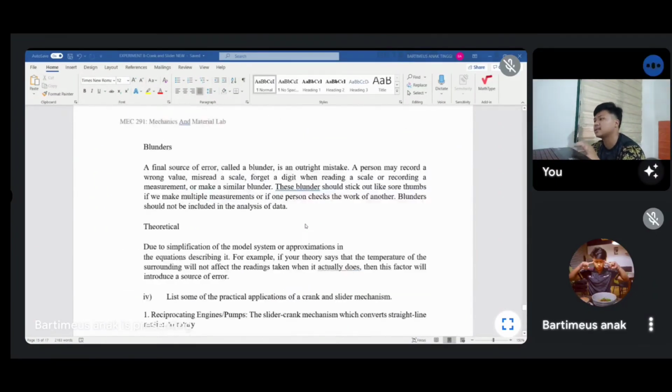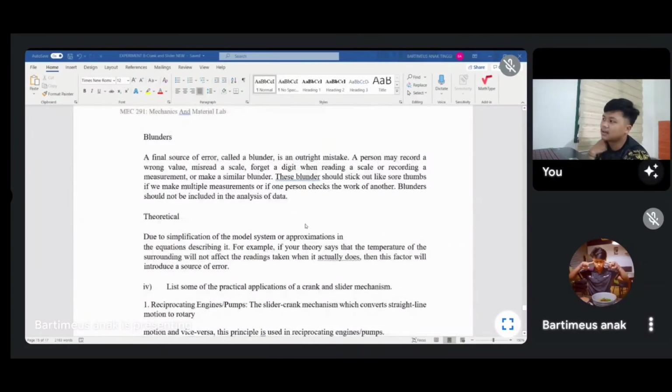So next, number 3 is blunders. A final source of error, called a blunder, is an outright mistake. A person may record a wrong value, misread a scale, forget a digit when reading a scale or recording a measurement, or make a similar blunder. This blunder should stick out like a sore thumb if we make multiple measurements or if one person checks the work of another. Blunders should not be included in the analysis of data.